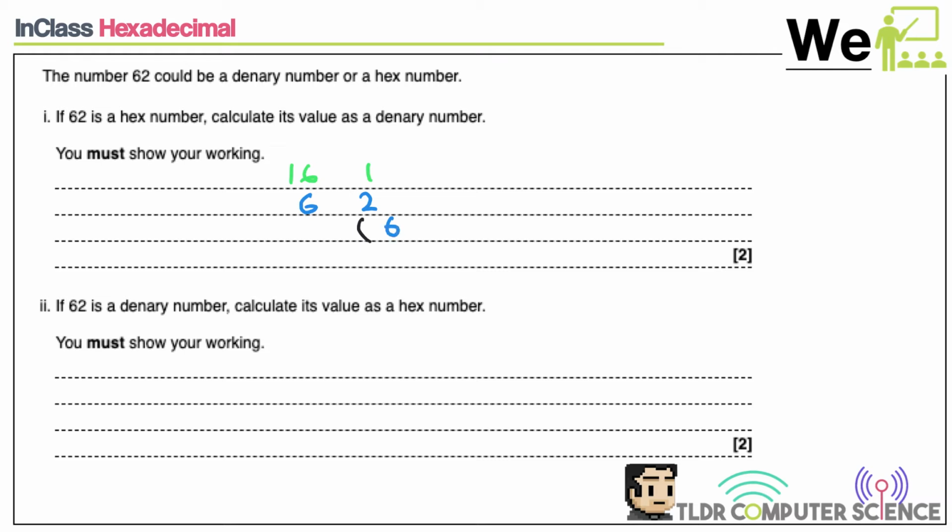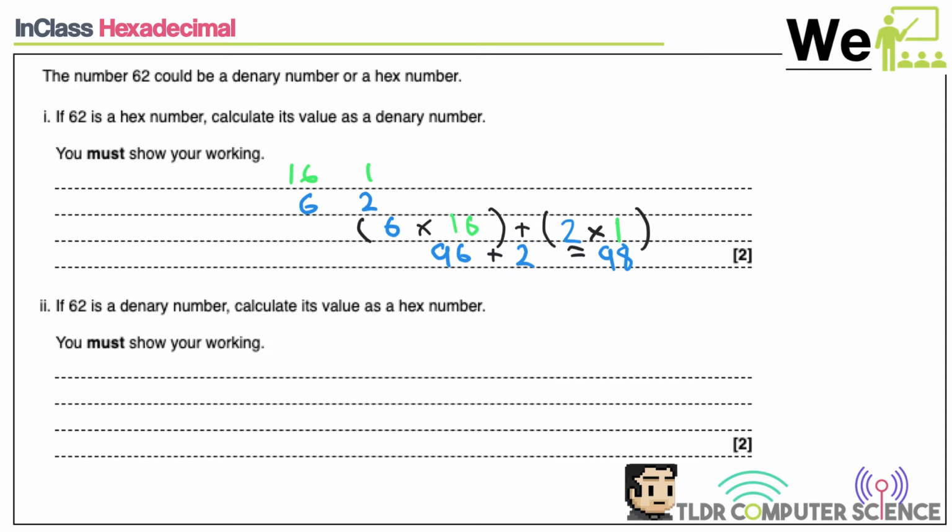So 6 lots of 16 plus 2 lots of 1. There we go. So 6 lots of 16s. Well, what I would always do is 5 lots of 16s first of all, giving us 80. Add another 16, that would be 96. Remember, you're not allowed calculators in the exam, so make sure you have some kind of shorthand arithmetic. But you can take your time, you don't have to do it in one go. Plus 2 equals 98. There we go.